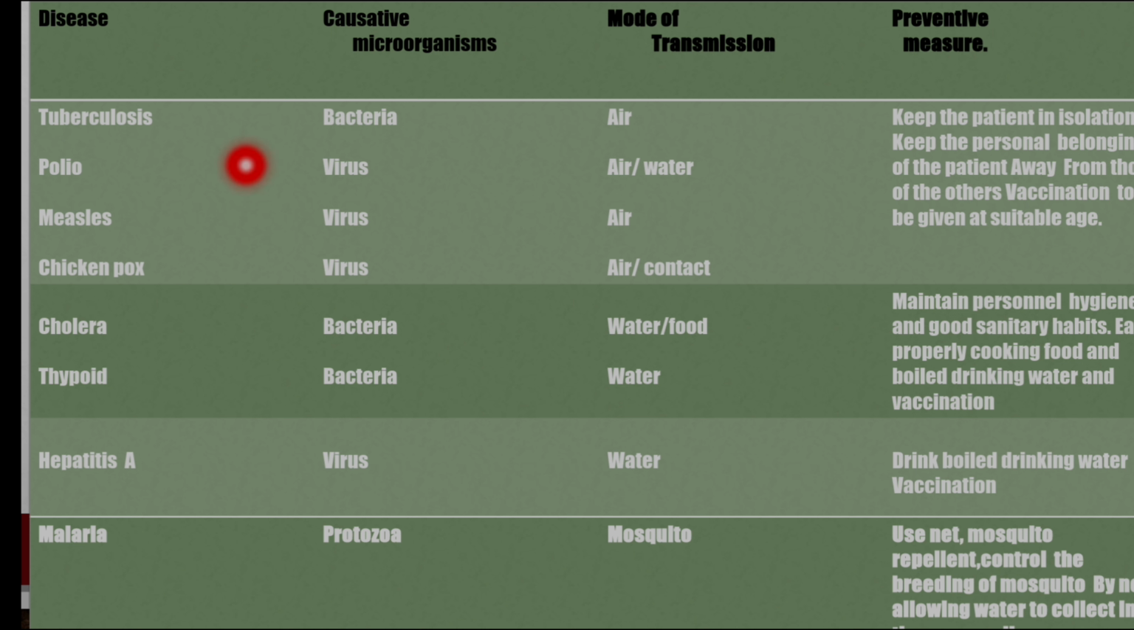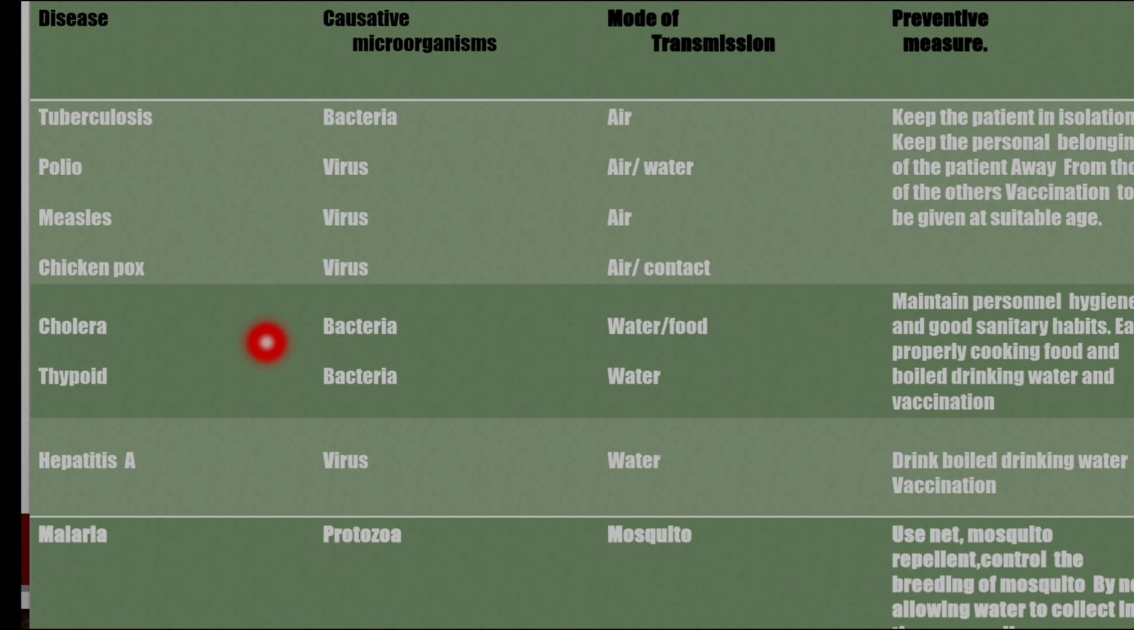Polio is caused by a virus, which we already studied. It is spread by air and water. Measles is caused by a virus, and its mode of transmission is air. Chickenpox is always famous in the summer season. It is caused by a virus, and its mode of transmission is air and direct physical contact.